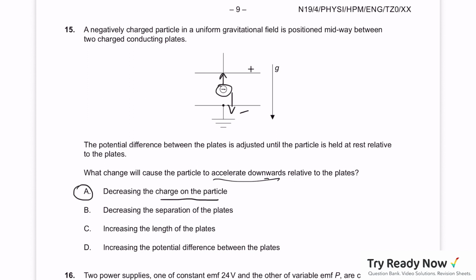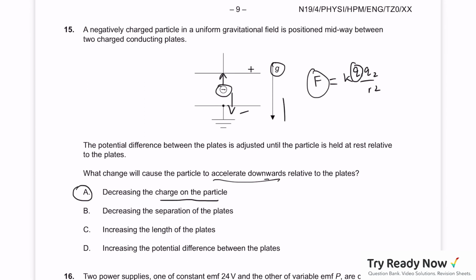I'm just going to find the formula for you. Navigate to section 5 of your data booklet. We can see that force is equal to k Q1 Q2 over r squared. So if we reduce the charge of one of them, it would reduce the force. Hence, the force from the gravitational field stays constant, so we have a larger net force downwards, which causes the particle to accelerate downwards. So the answer is A.